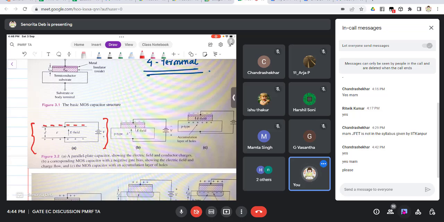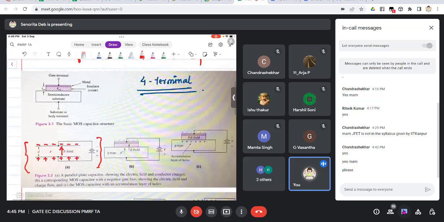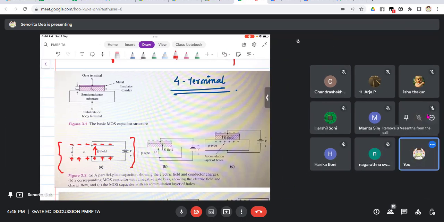There will be minus charges here, the positive charges will come here, and the electric field will be in this direction. This is basic, right? Here also there is one metal and there is one semiconductor substrate. This semiconductor substrate and the metal are actually behaving as the two parallel plates of the capacitor, and the oxide in between is behaving as the dielectric.